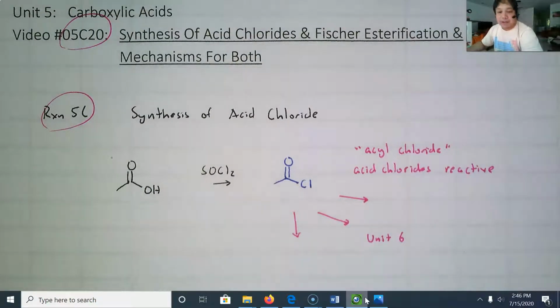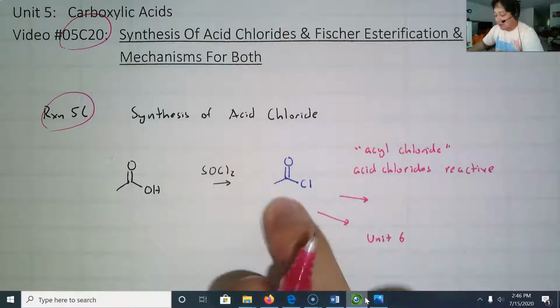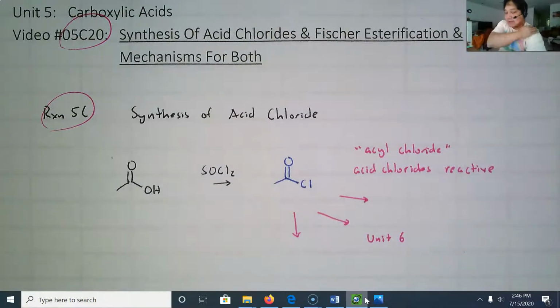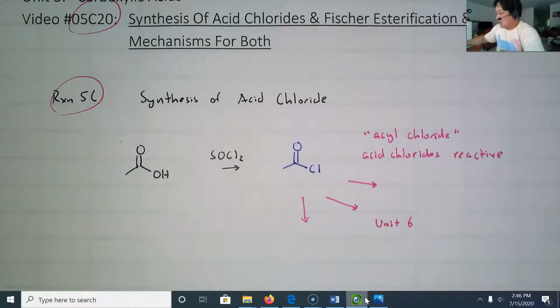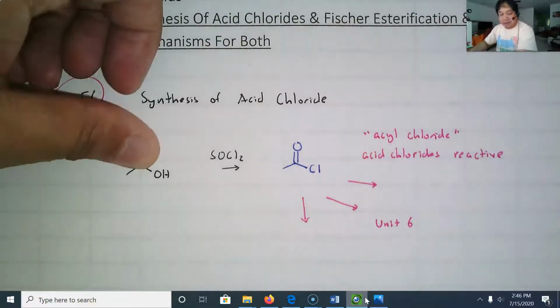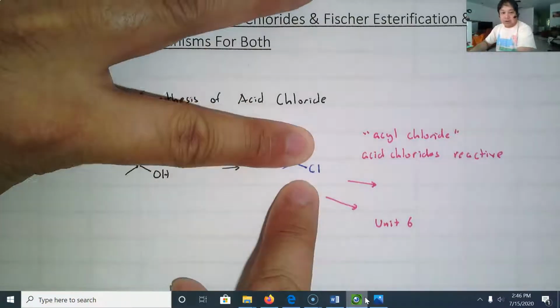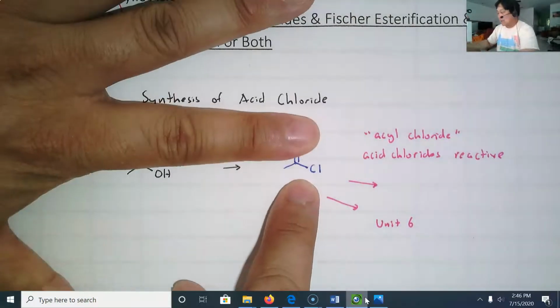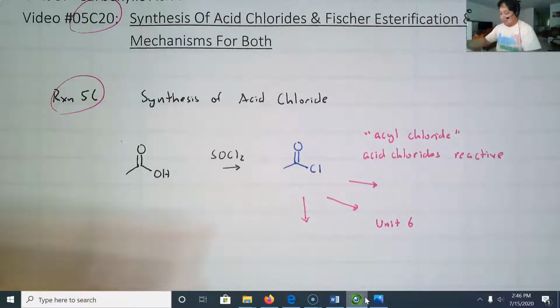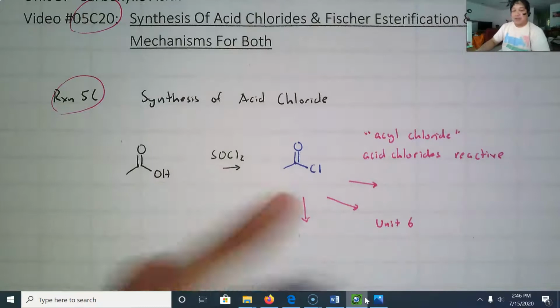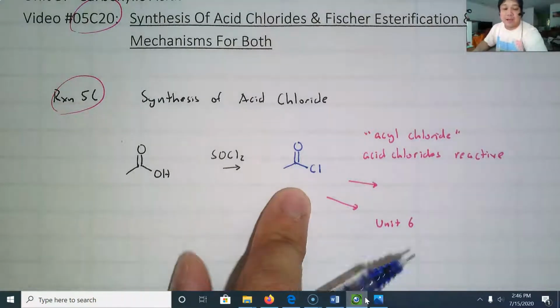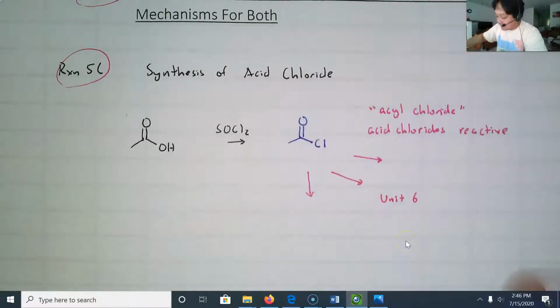We'll talk more about the reactivity and the different reactions of acid chlorides in Unit 6, but the mechanism I do want to go over is a little bit different than what we've seen when you react an alcohol with SOCl2 to get the alkyl chloride. You've seen that reaction before, going from an alcohol to an alkyl halide, so I'm not going to cover it. Let's look at the mechanism.